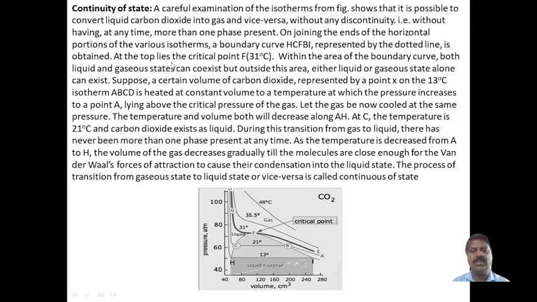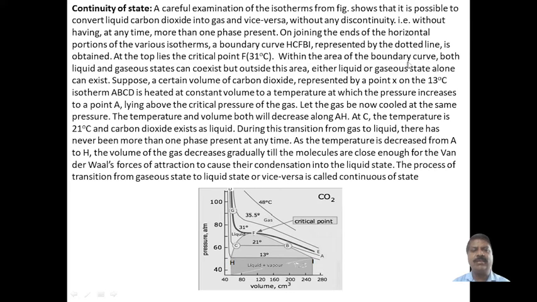At the top lies the vertical point F. Therefore, continuity of state means, just like HCFB and I. This is actually a dotted line, but it is just like a curve, increasing and decreasing. This is the curve. This portion is called the continuity of state.